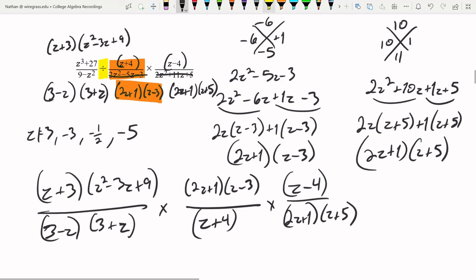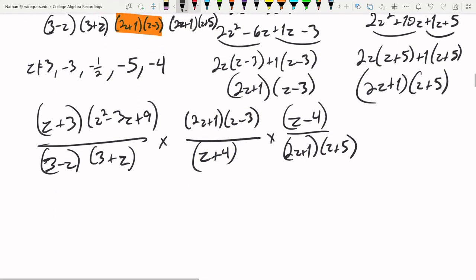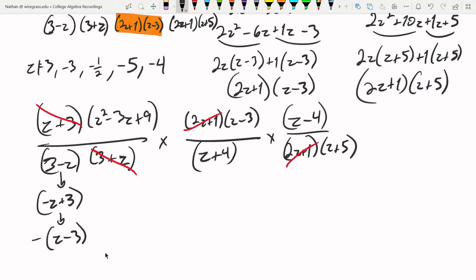And so now you can see, well, we have a new denominator that can make it equal to 0. And that tells us that z cannot equal negative 4. So don't forget that extra step in there. At this point, all we have to do is cancel common factors. So we have, let's see, 2z plus 1, 2z plus 1. Here, z plus 3 and 3 plus z, those are actually common factors. And then I can actually take this one and write this as negative z plus 3. And I can factor out a negative sign from this. It's going to give me negative z minus 3. That will cancel with z minus 3 on top.